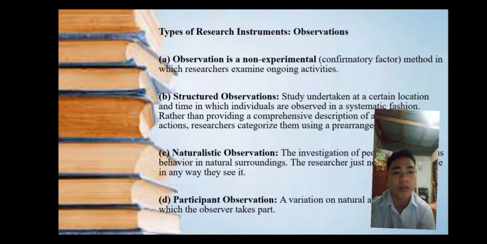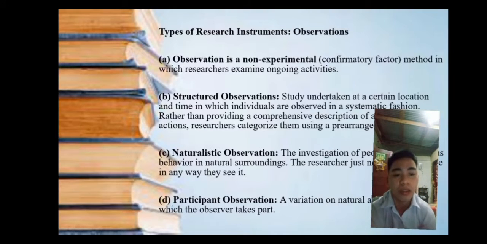Types of research instrument: observation. Letter A, observation is a non-experimental, confirmatory method in which researchers examine ongoing activities. Letter B, structured observations: a study undertaken at a certain location and time in which individuals are observed in a systematic fashion, rather than providing a comprehensive description of all observed actions. Researchers categorize them using a prearranged scale.